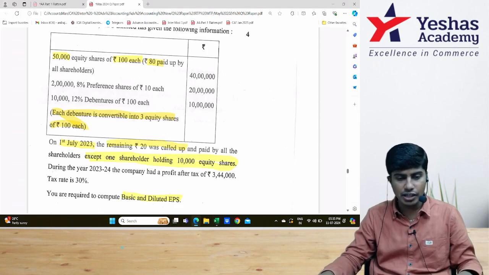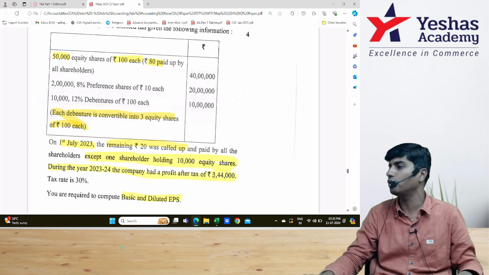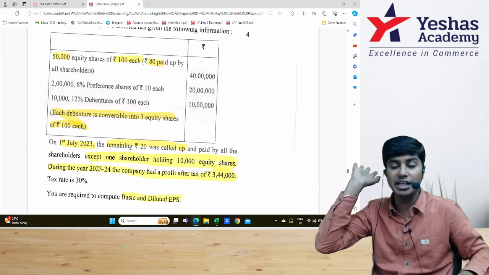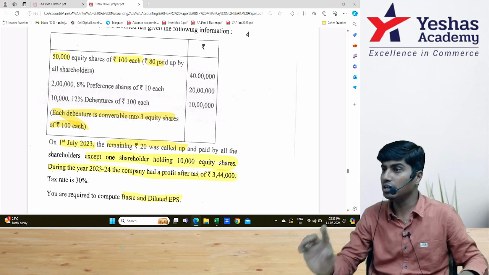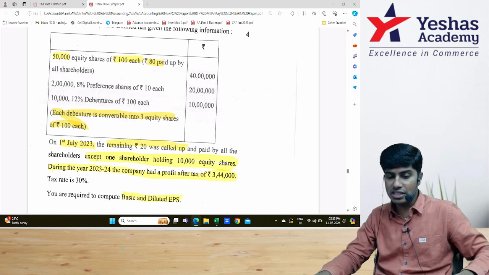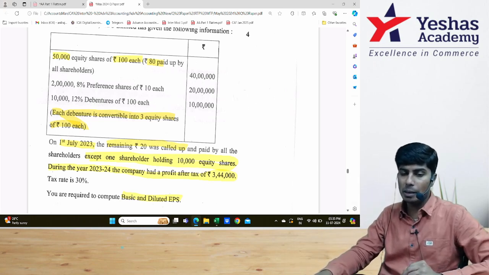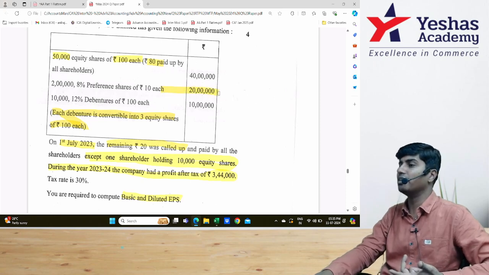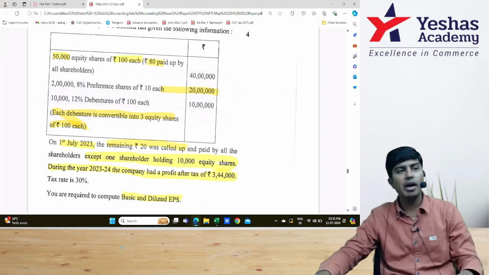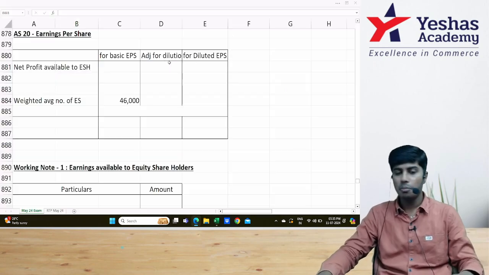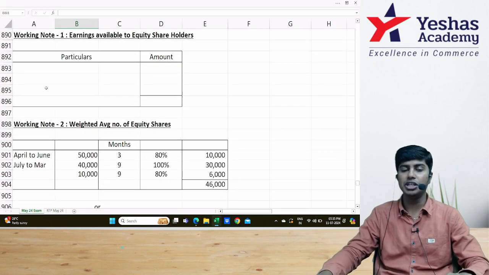They have given us that during the year 23-24, company had a profit after tax of 3,44,000. 3,44,000 is profit after tax and after interest also. From this 3,44,000, I need to pay my preference dividend and then the balance is available to equity shareholders. So now I will compute my PATES, profit available to equity shareholders.